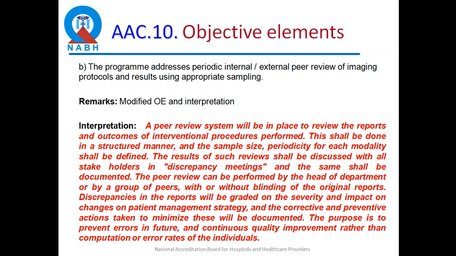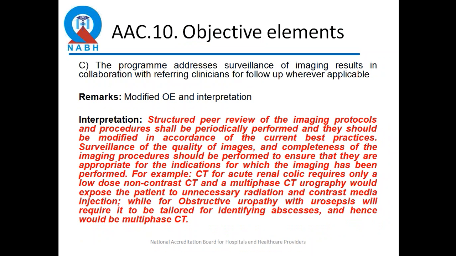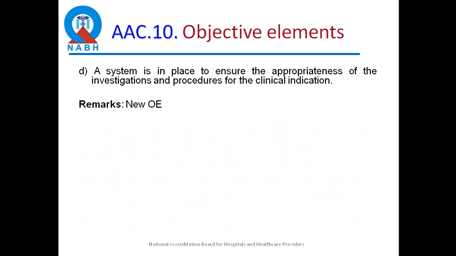So the hospital needs to have a peer review system in place to review the outcomes of interventional procedures in a structured manner. They can have a sample size. So it's like an audit, or a discrepancy meeting. You can go and ask them for records and ask them what they are doing. Look at how the process is working in the hospital, and if any CAPA has been initiated based on the findings. But let every hospital do it the way that they would like to do.